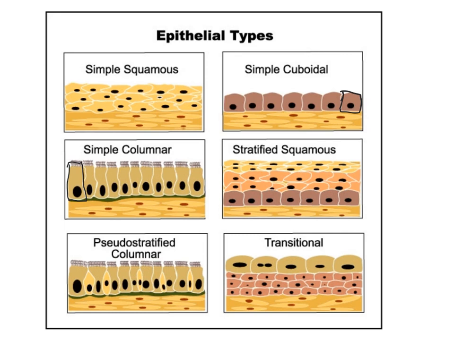And then your stratified squamous are multiple layers. We're not really going to go into pseudostratified columnar, so you don't need to worry about that one. And then for transitional, we will discuss this in more detail, but this is what you're going to find in the bladder.